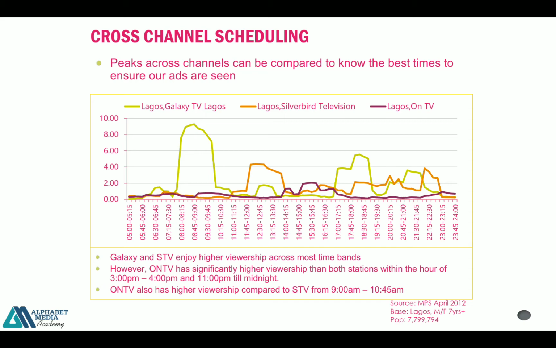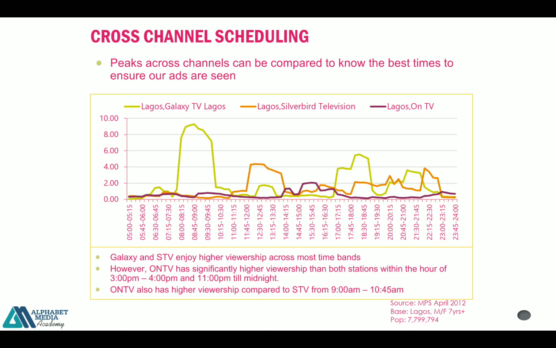When it comes to cross-channel scheduling, we also need to understand that there is a type of appointment viewership that happens on TV. What I mean by that is there are certain programs you tune to certain stations to watch. By the time you layer multiple stations together, in this example Galaxy, Silverbird, and ONTV, you're able to see where the highest viewership is at a certain time on different channels.